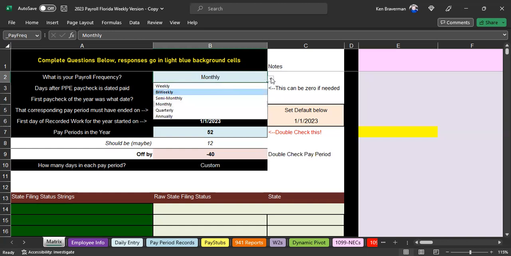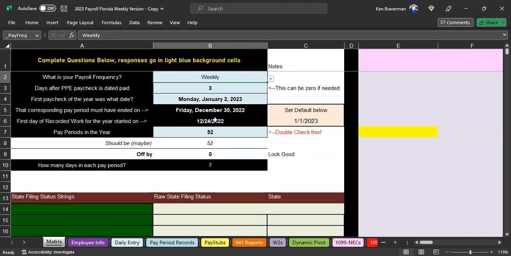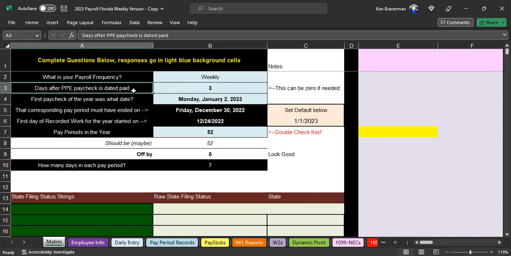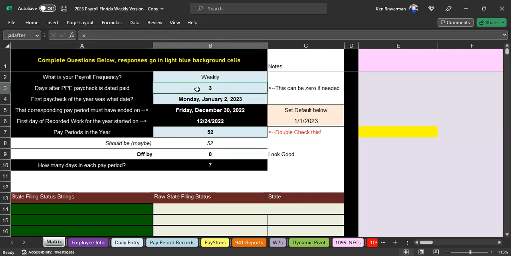So I've set up two different files and I want to explain the difference between them so you can see and understand how this works. So if you are paying every week, a lot of businesses will pay every week. If you're doing that, you want to know how many days after the end of the pay period you issue the paycheck. That's what it's asking you for here. And also, when is the first paycheck of the year? When was that?